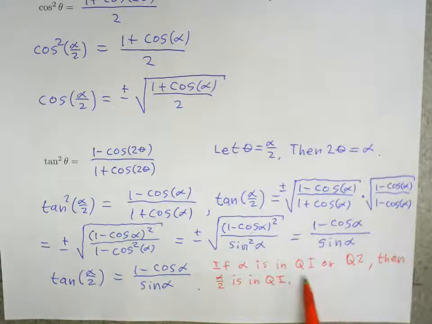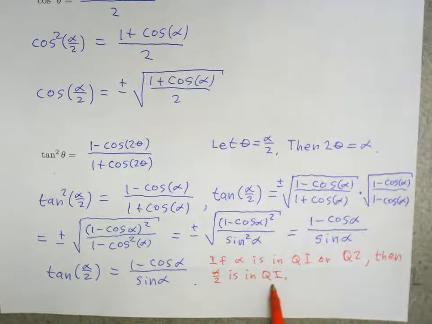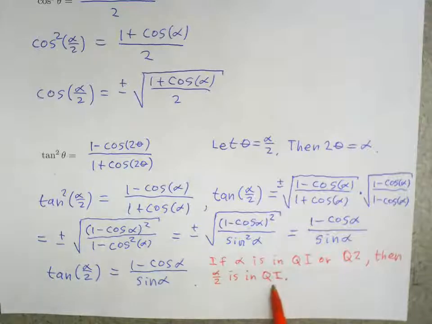And we know that in quadrant 1 and quadrant 2, sine of alpha is positive. And we also know that tangent is positive in quadrant 1. So sine of alpha and tangent of alpha over 2 have the same sign when alpha is in either quadrant 1 or quadrant 2.